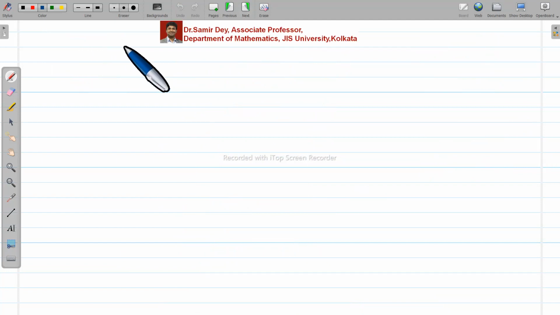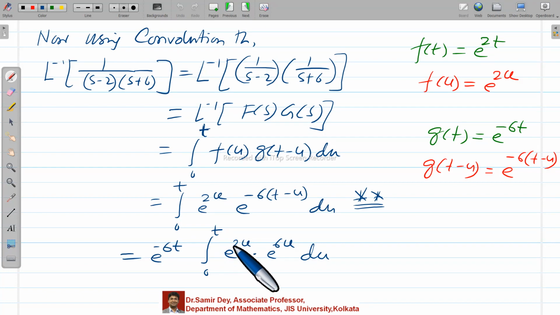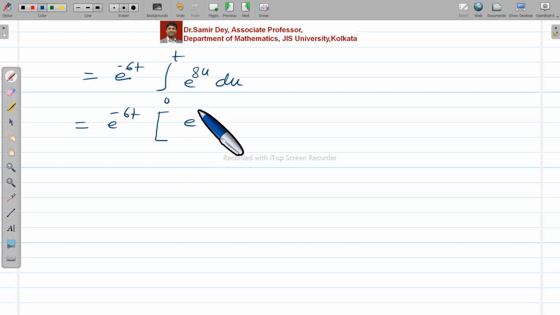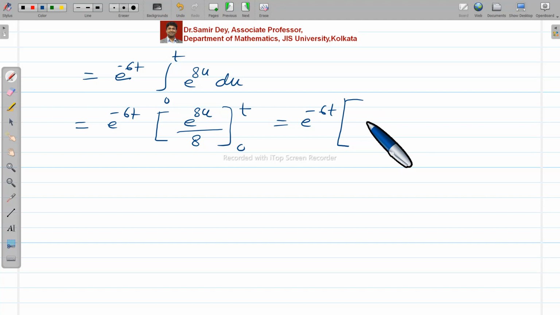It is coming e to the power minus 6t, integral from 0 to t, e to the power 2u e to the power 6u du. So you may write e to the power 8u du. Please check. So ultimately it is coming e to the power minus 6t, and your integration is e to the power 8u by 8, from 0 to t. Now from here you may write e to the power minus 6t, upper limit minus lower limit: e to the power 8t minus e to the power 0, by 8.